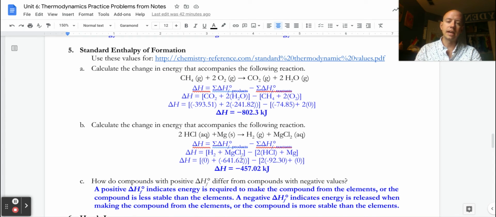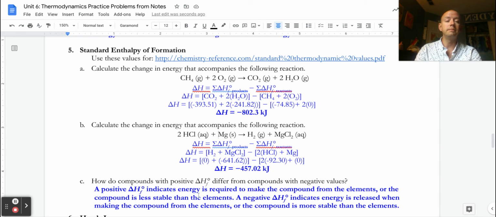The same idea down here. We're just adding up our products, subtracting our reactants. Here we have a few elements in their natural state, magnesium and hydrogen both. One thing to note as I was doing this: the chart for some reason did not have HCl aqueous, so I kind of cheated and put HCl gas. You would have to be given the exact value, obviously.